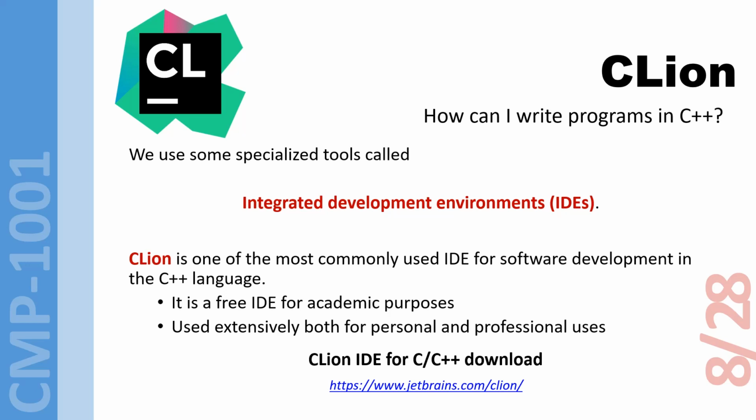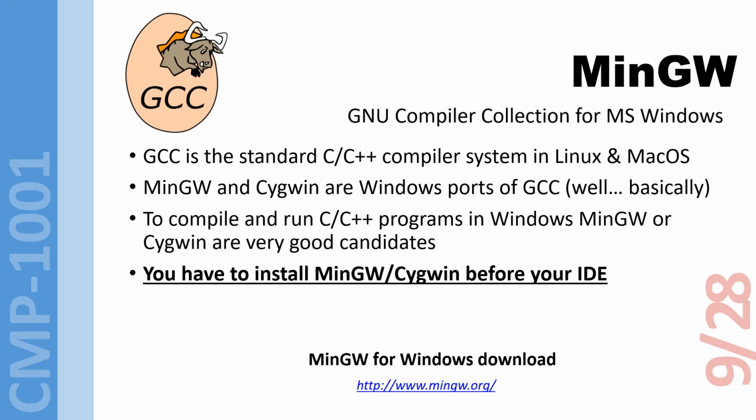CLion is one of the most commonly used IDEs for software development in the C++ language. It is free if you are using it for academic purposes, and it is extensively used both for professional and personal use. If you'd like to download CLion, all you have to do is go to this website and register, and then you can download it for free if you have, as I mentioned, an academic email address or account. But CLion, an IDE, is not enough to compile a program. As I have been explaining, you need an additional program, which is called a C++ compiler.